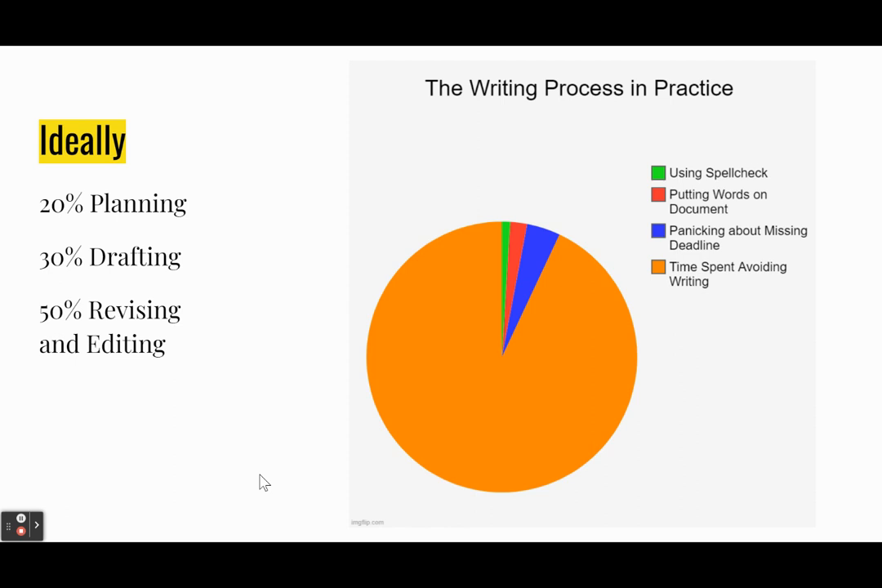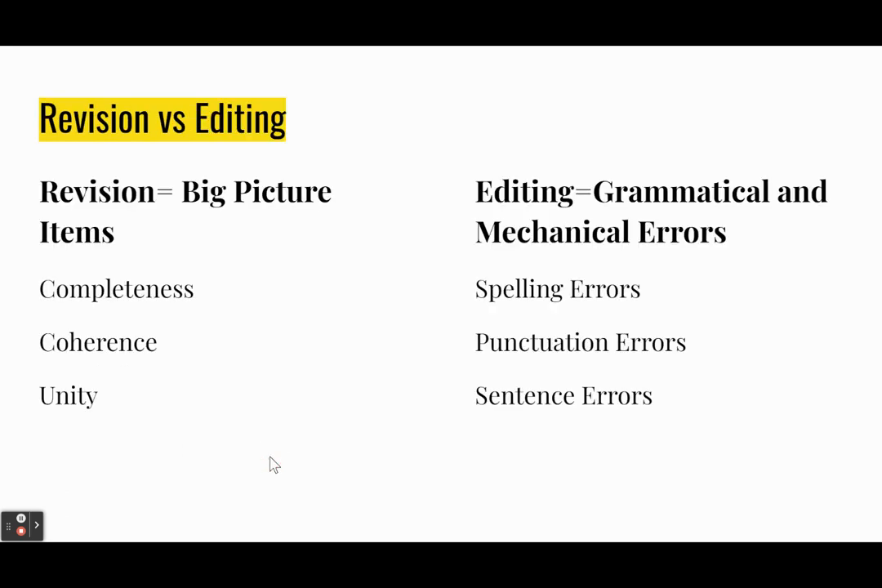For the 50% revising and editing, I think the RADAR and CUPS method that are mentioned on the title slide are very, very useful, and that's where most of this presentation is going to be spent. Before I get into the specifics, please remember that revision is the big picture items. Completeness. Have I told everything that needs to be told? Coherence. Is it a full, complete story? Does it actually make sense? And unity, is there one thing being done here? Or is it all over the place?